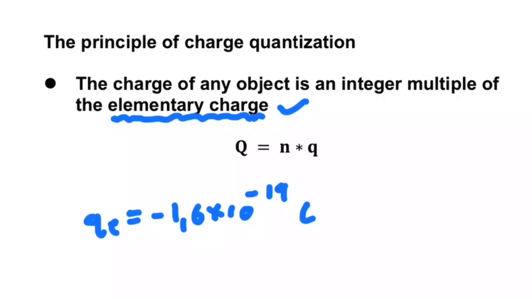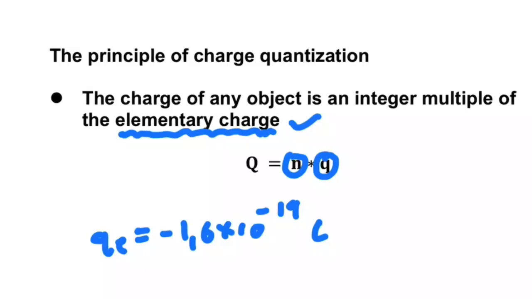What this principle is saying is that the charge of any object is just the number of electrons in excess multiplied by the charge of an electron. So you can see clearly that with this equation, this principle of charge quantization, we can calculate the charge of any object as long as we know the number of electrons in excess.